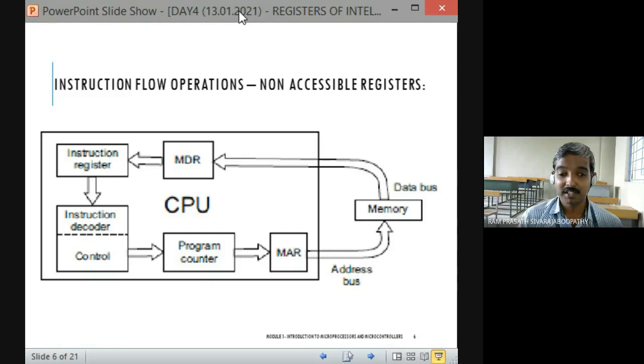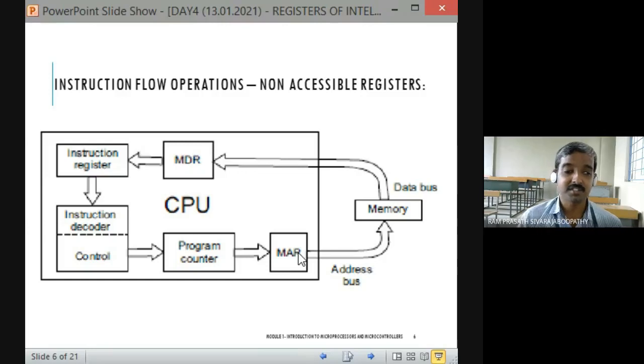Can you people say? Yes, address of next instruction. Correct? So the value in the program counter is a 16-bit value that will get stored temporarily in MAR register. MAR stands for what? Memory address register.